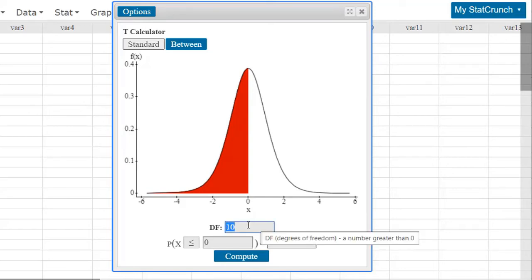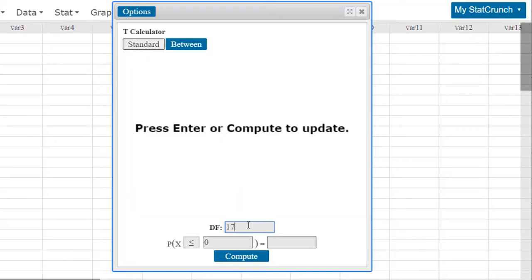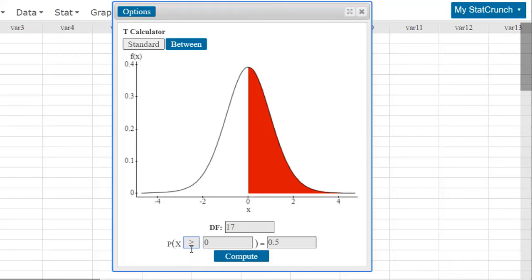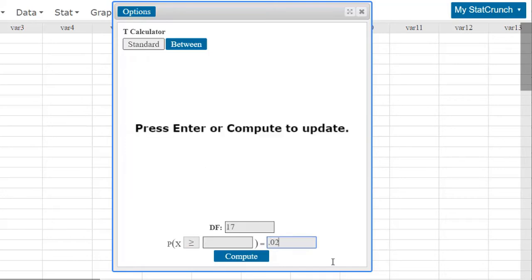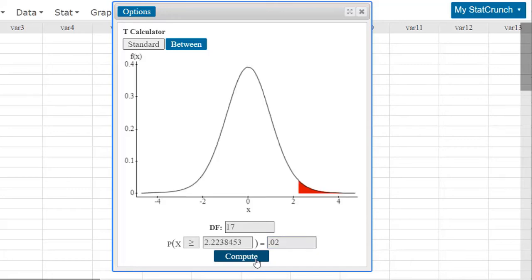So if I fill in, for example, for part A, we had 17 degrees of freedom. And in part A, we knew the area in the right tail was 0.02. Since I'm dealing with the right tail, I'm going to change this inequality to greater than so that I'm looking at the right tail. And then if I fill in the area 0.02 in this outer box and say compute, it will give me the critical value in this inside box here. So I get 2.224 if I round to 3 places, which agrees with what we got on the table and on the calculator.